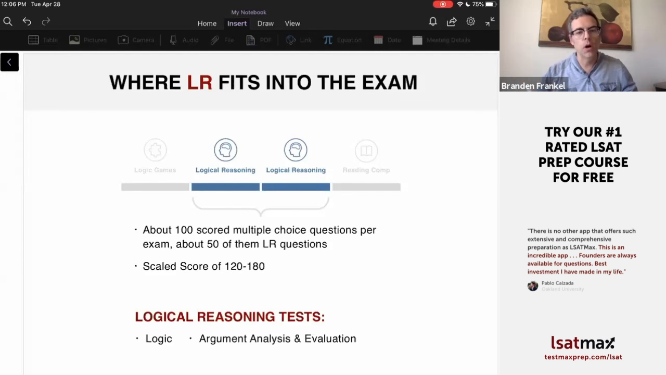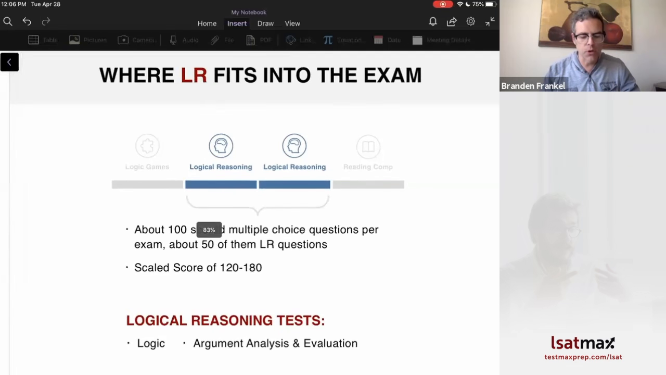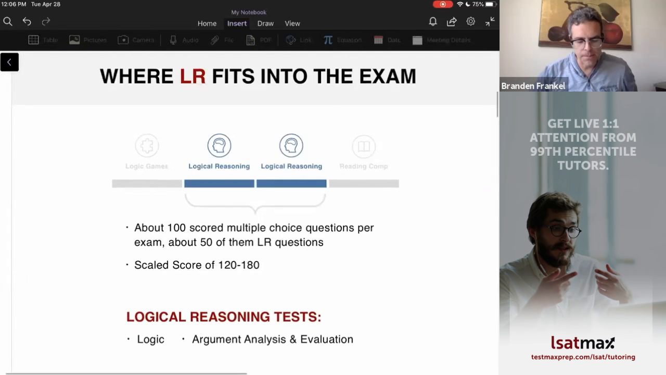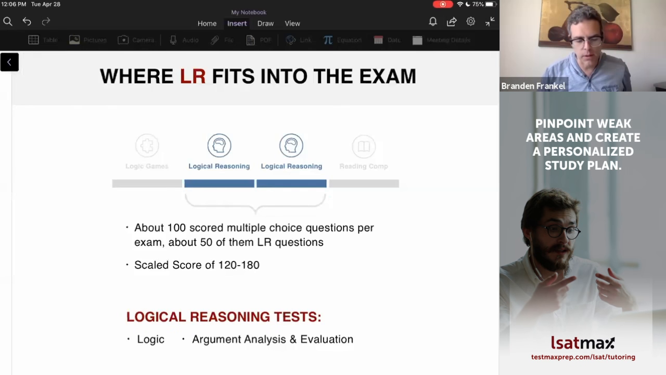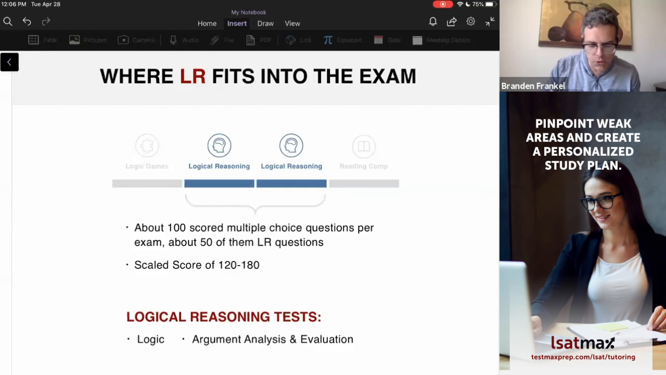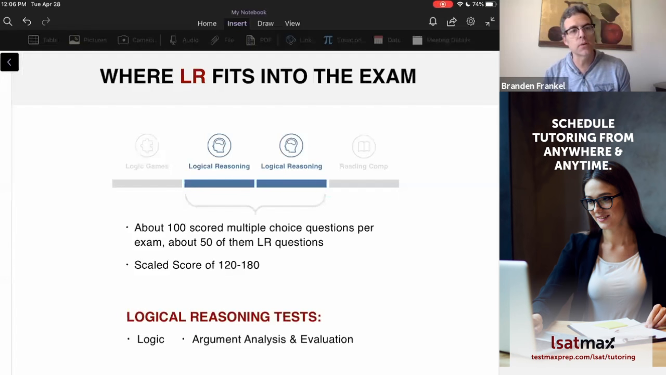Now let me talk to you about how the LSAT is normally structured, because we will probably be going back to that. So where does logical reasoning fit into the exam? As I was saying, there are 4 scored sections. On test day, you will take a 5th unscored section as well. So the 4 scored sections, 2 of them are logical reasoning. And in a logical reasoning section, you'll get somewhere between 24 and 26 questions.